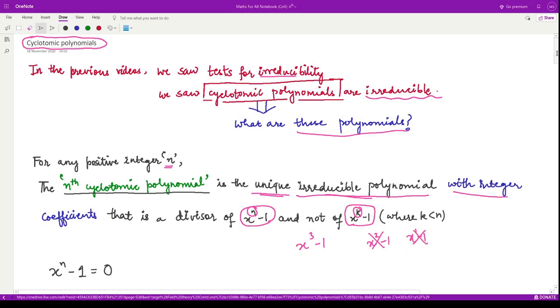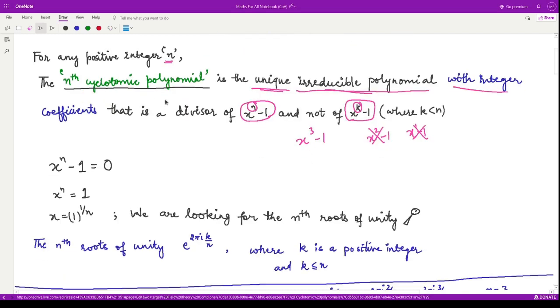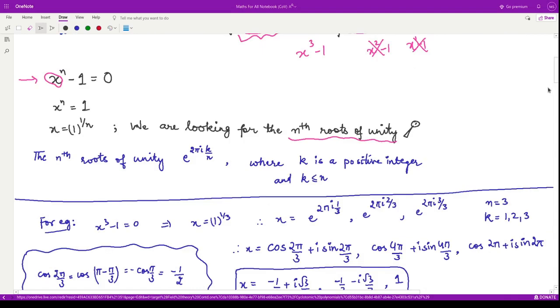So now what does it mean that this polynomial is a divisor of x to the power n minus 1? Suppose we are to find the roots of the polynomial x to the power n minus 1, that means we are looking for x such that x to the power n is equal to 1, or x is equal to 1 to the power 1 by n. That means we are looking for the nth roots of unity in this case. So you must be knowing what are the nth roots of unity.